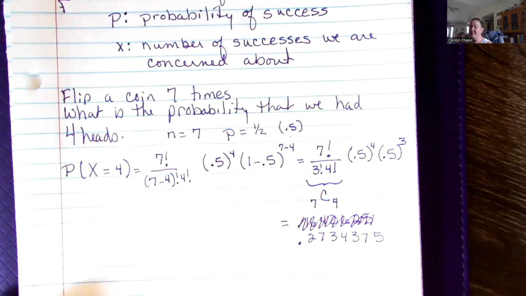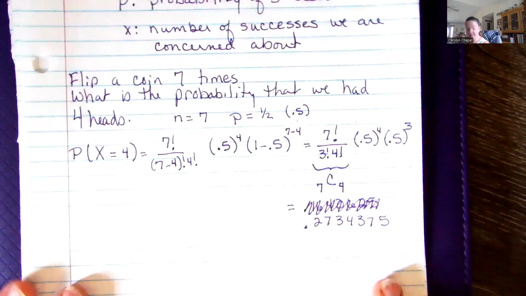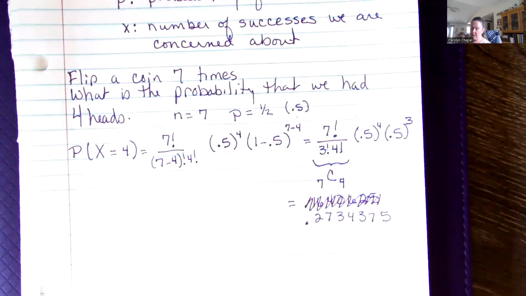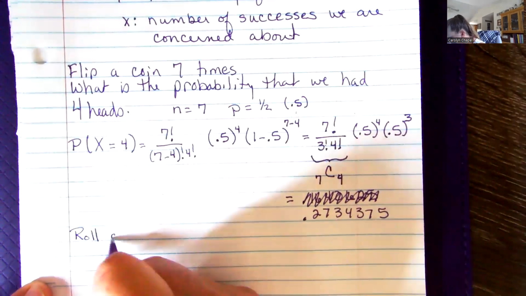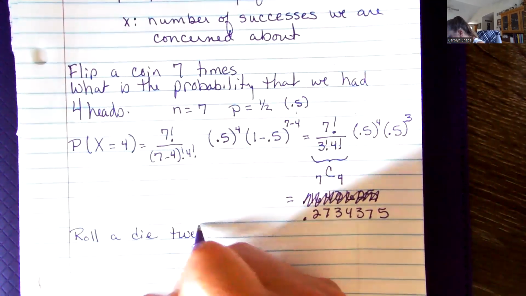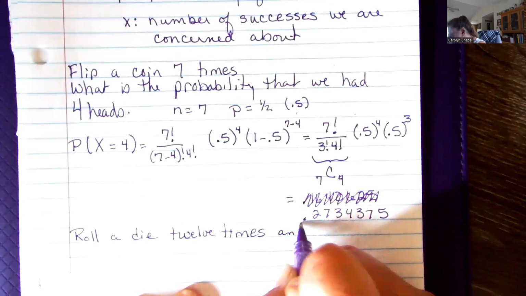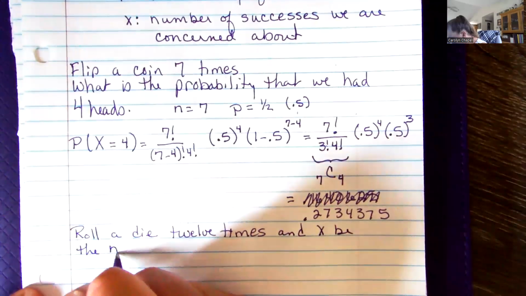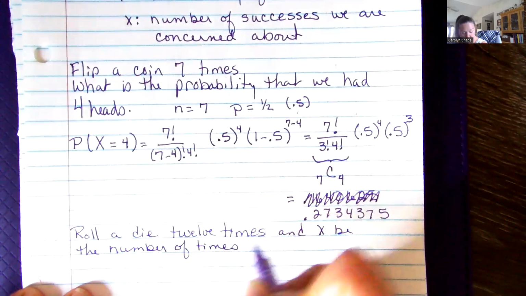Okay, let's go to a different example. And I won't change it from the one in my notes so that I can write down the right answer. So let's do something a little bit more complicated than flipping a coin, but not too complicated yet. Let's roll a die 12 times. And what we're going to do is let x be the number of times we see a 4.